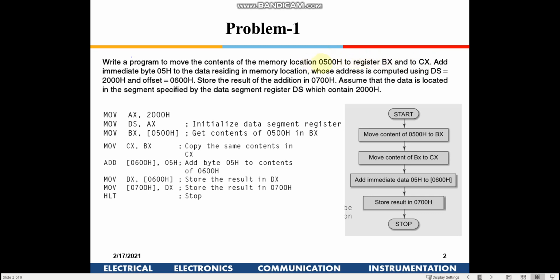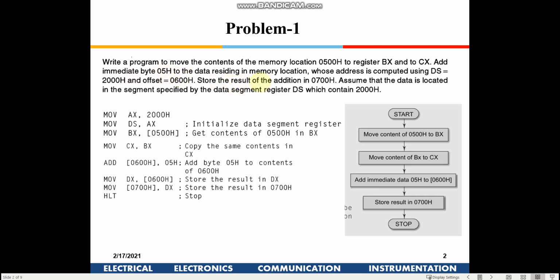Okay, so the same data requires to be moved to two registers, BX and CX. And then add immediate byte 05H. This is just a byte, whereas this is a memory location, that is why 16 bits are there. And to the data residing in the memory location whose address is computed by DS equal to 2000H and offset, you have to calculate the physical address with these two, and in that memory location this data 05 needs to be stored.